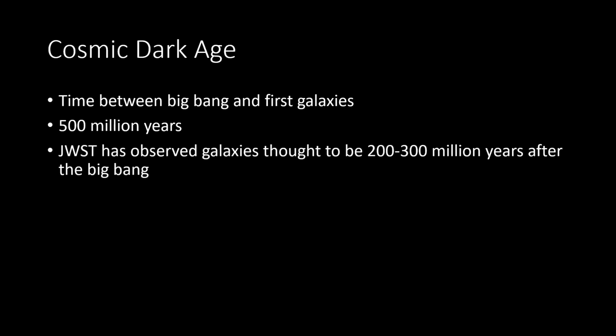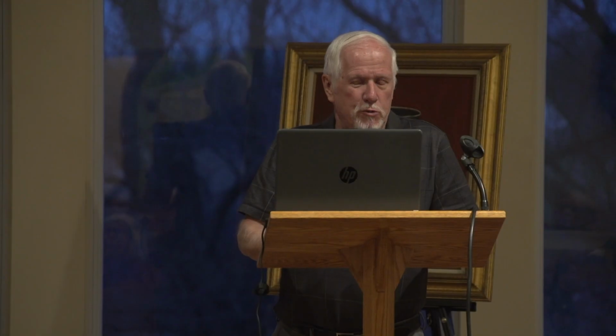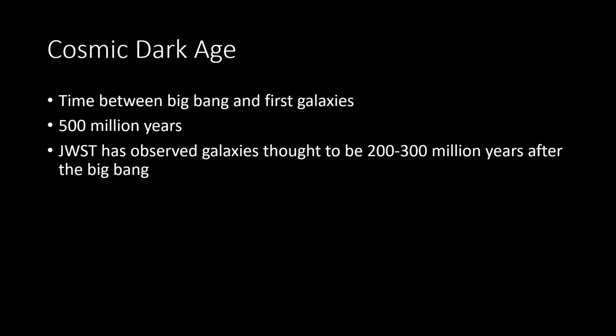But the problem is the JWST has observed galaxies that they think are 200 to 300 million years after the Big Bang, which means there was no cosmic dark age. At least it didn't last as long as they originally thought. Again, they didn't expect to see any galaxies as far back as 500 million years after the Big Bang. They're seeing them at 200 and 300 million years. The whole point is galaxies form too fast.